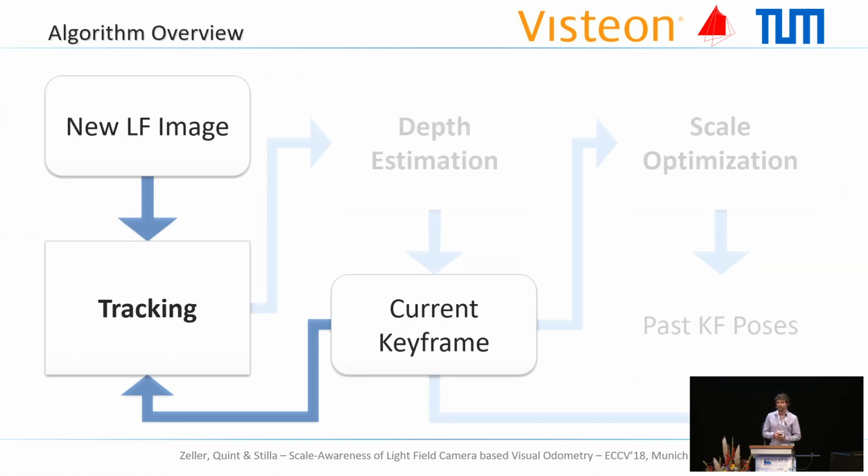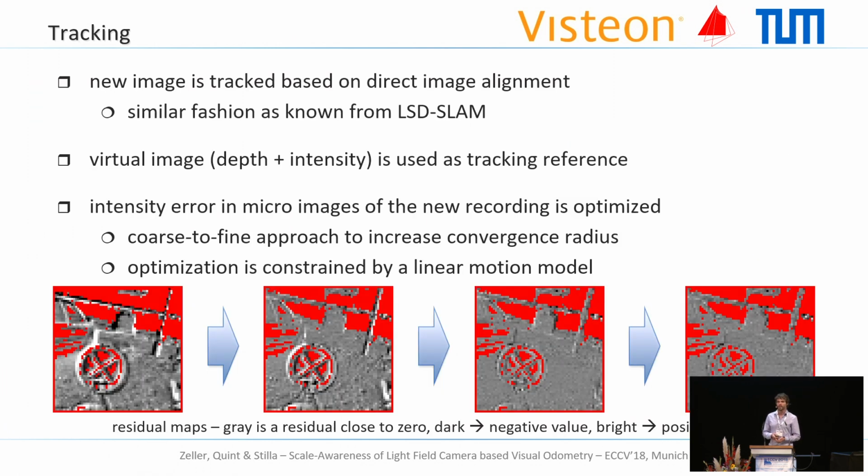Now the next part would be the tracking. How do we do tracking actually? What we do is a method which is known as direct image alignment, as it was done already in LSD-SLAM, for instance, or also in earlier works which were working on RGBD cameras. We use a tracking reference, which is the virtual image of our keyframe. We calculate a point cloud out of that. We project it back into the micro images of a newly recorded frame, and then we optimize our relative pose between the keyframe and our new recorded frame with respect to the intensity error in this projection.